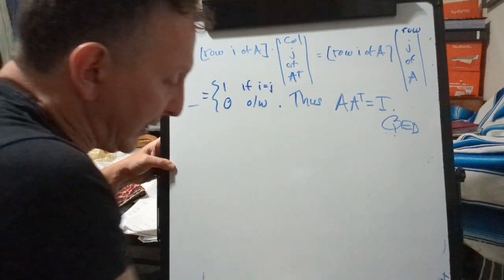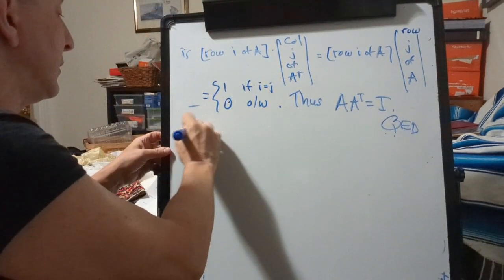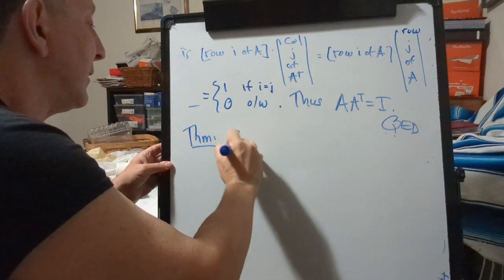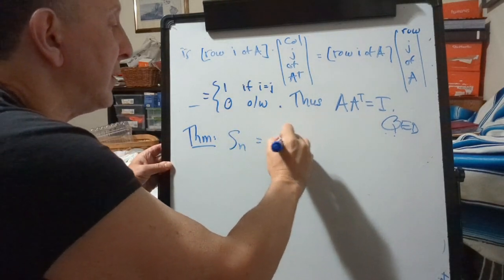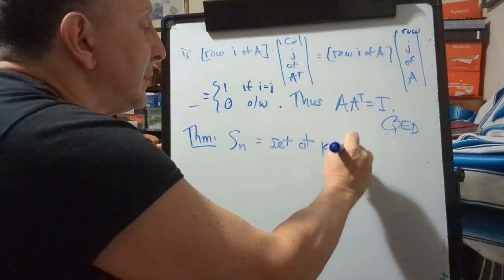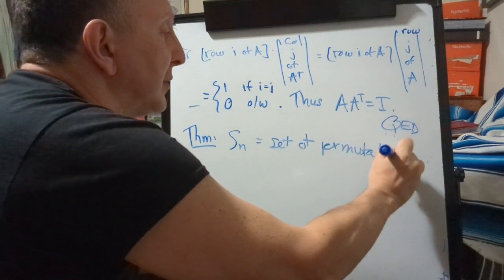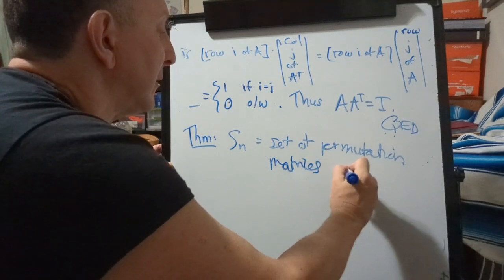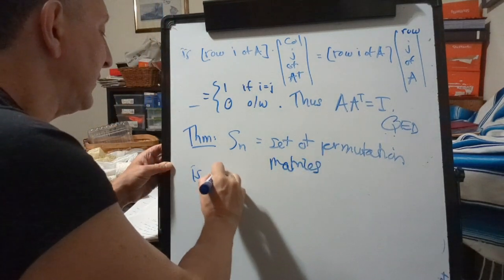So those three claims prove our theorem that Sn, the set of all permutation matrices, is a group.